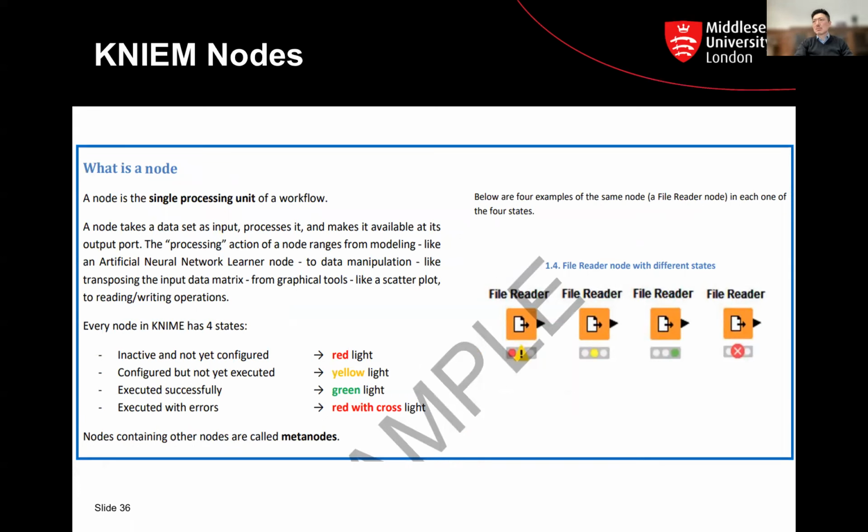Okay, and so this is more specific about KNIME, and you can see these little colored dots below. They indicate different states. The red one means inactive and not configured. So when you first add a node to your workspace, it might look red. The yellow one means you configured it, you changed the settings. For example, you tell it where it can find the file, and it becomes yellow. And finally, you run it and if it is successful, it turns green. And if it has an error, you would see something like this. I think these are quite intuitive. We should be able to figure them out.